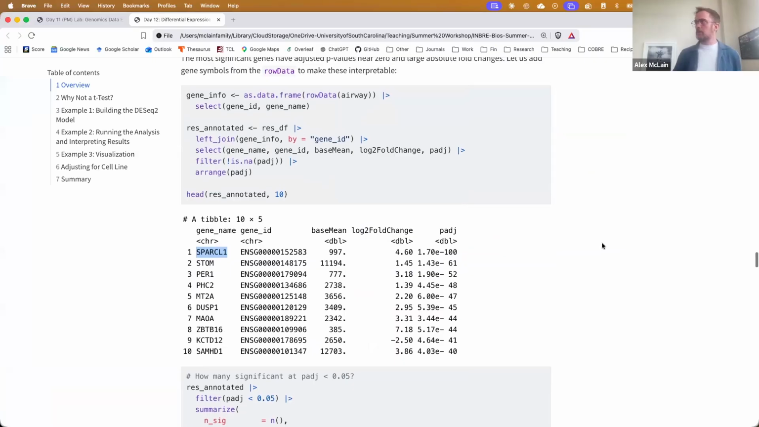Okay. I think we're at a good space to stop here. We're at 11:03. Let's take a quick break and come back at quarter after, at 11:15, and we'll continue on with exploring the results.